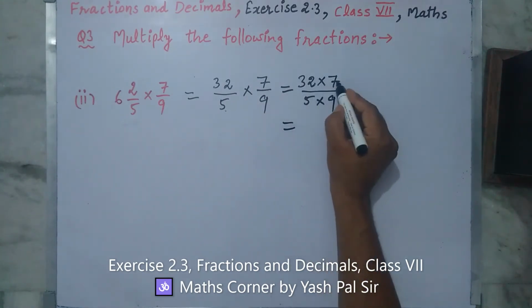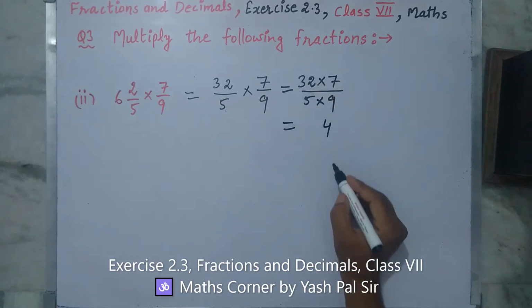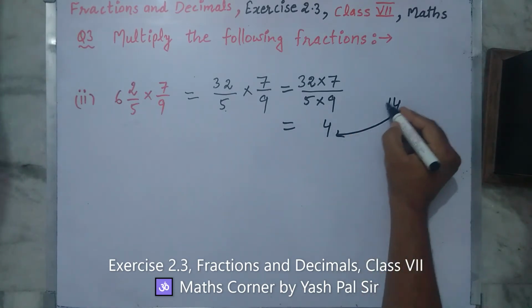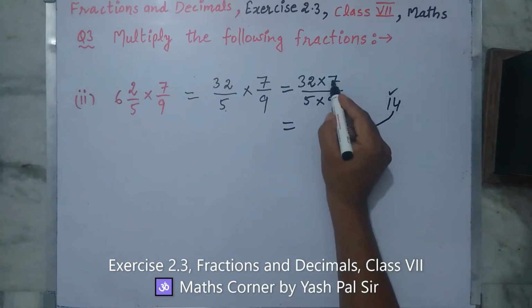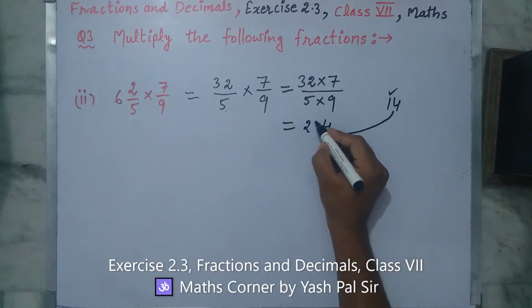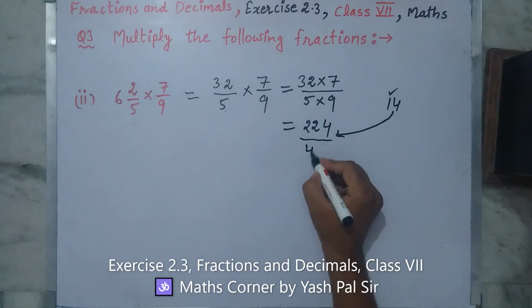Answer is 7 into 2, 14. 7 into 3, out of 14 we write here 4. So 1 is left now. 7 into 3, 21. 21 plus 1, 22. Divided by 9 into 5, 45.